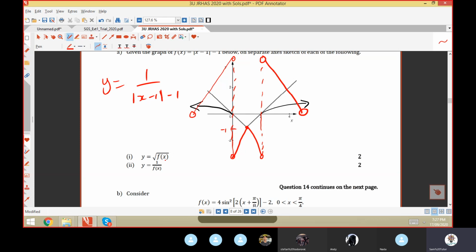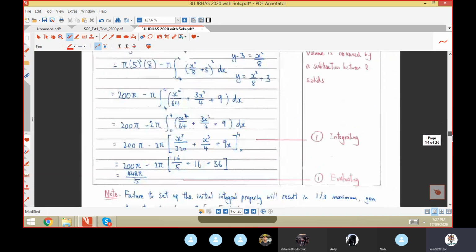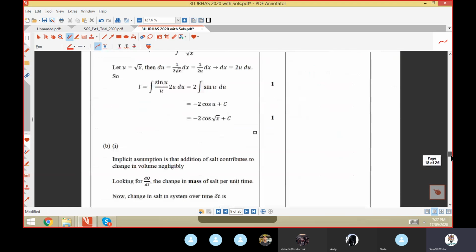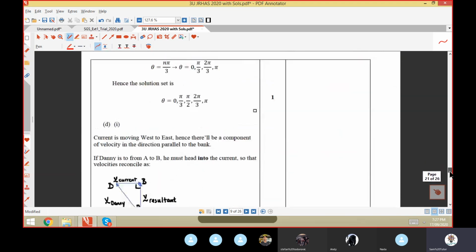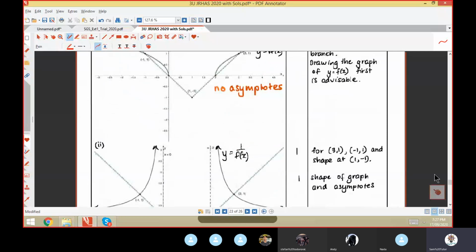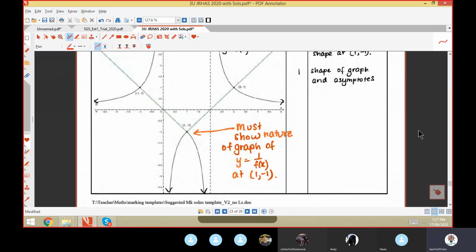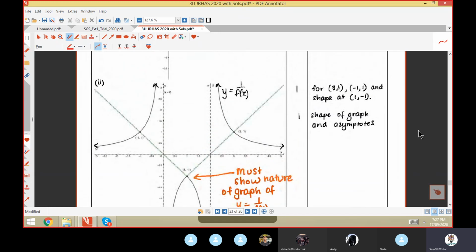What about double line? Let's have a look. Double line. Interesting one. Curve must show the nature of the graph y equals 1 on f of x. Why don't I like the curve?